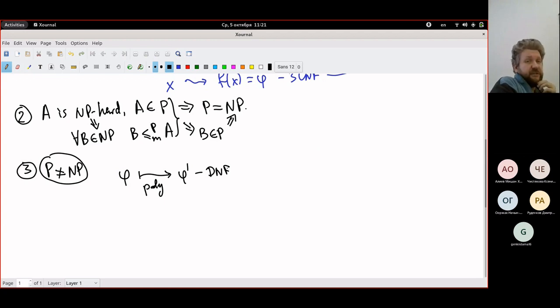You know, translations into DNF are usually exponential. It could be possible to make it polynomial if P is not equal to NP. Okay, suppose the contrary. Suppose that this is possible, that for any formula you can polynomially construct an equivalent DNF. So phi prime should be equivalent to phi, of course.